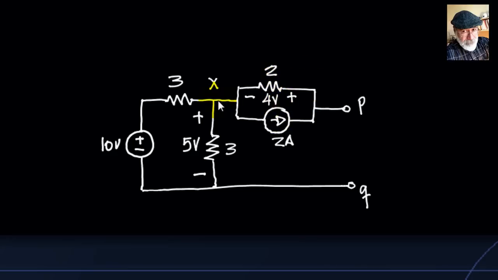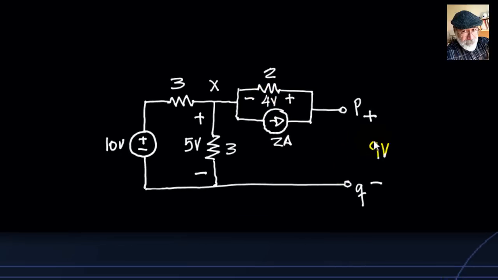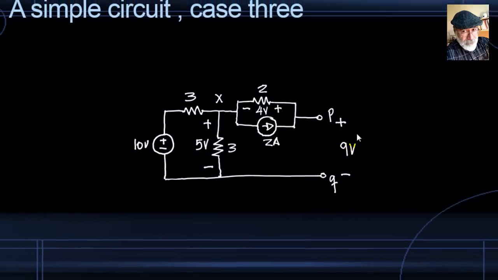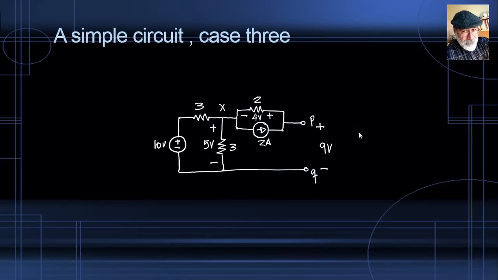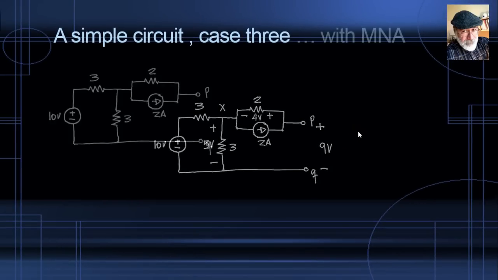That means that node X is higher than Q by 5 volts, but node P is higher than X by 4 volts. That means that P is higher than Q by how many? 9 volts. And there is your answer. VPQ is 9 volts. Now let's do that using MNA.